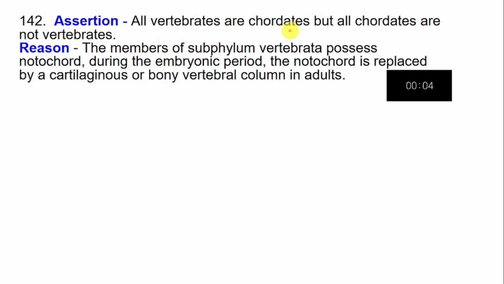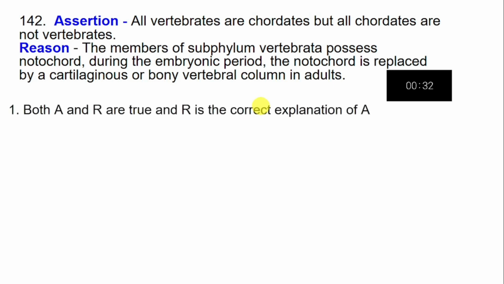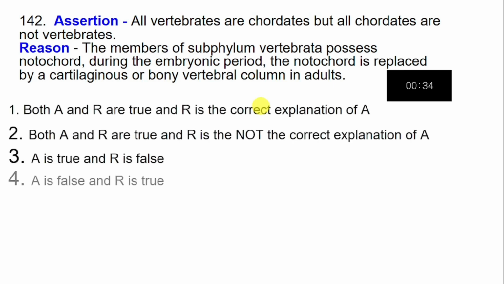All vertebrates are chordates, but all chordates are not vertebrates. Some are urochordates and cephalochordates. So A is correct. Members of subphylum Vertebrata possess notochord, correct. During the embryonic period, correct. The notochord is replaced by a cartilaginous or bony vertebral column in adults, correct. So both are correct, and R is the correct explanation of A. Option 1 is the answer.